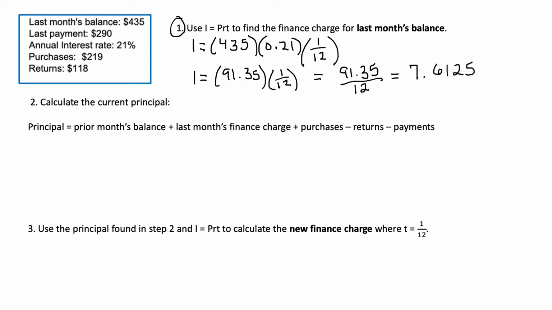7.6125. Now the interest or the finance charge is a monetary value, so we're going to round to 2 decimal places. We'll look at the number in the third place, which is a 2, so that tells me that the number to the left of it is going to stay as is. The interest or the finance charge for last month's balance is $7.61. And we'll use that value in step 2.